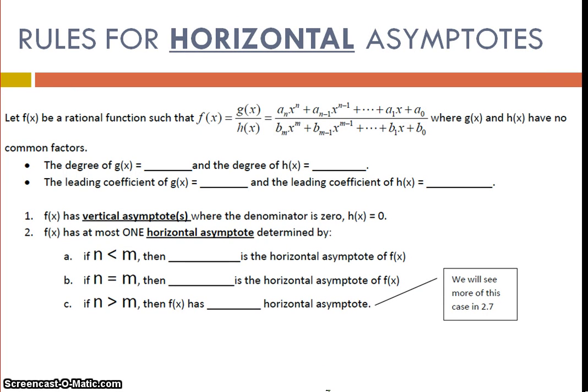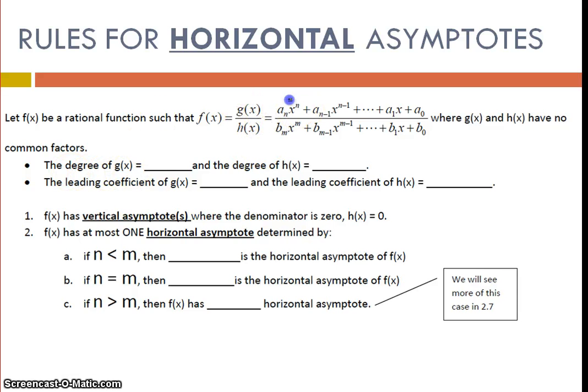So, the rules of horizontal asymptotes. You have your rational function where g and h have no common factor. So we had a polynomial, we factor both of them, and we cross off any like terms. Okay, so it's reduced as much as possible.